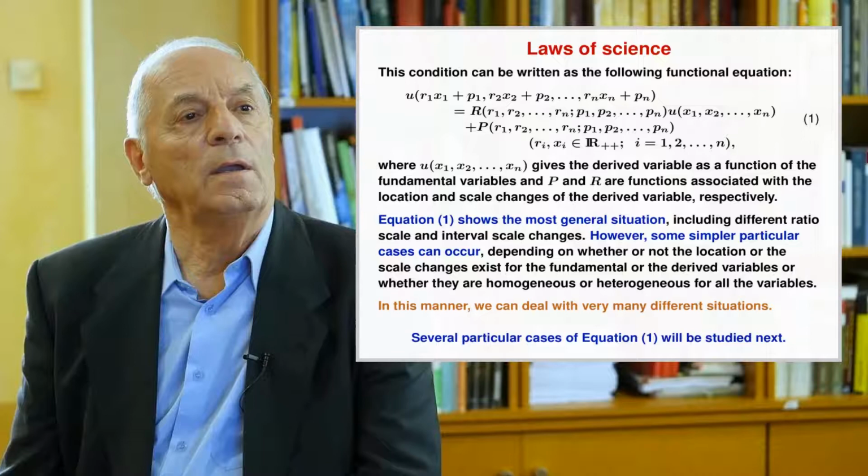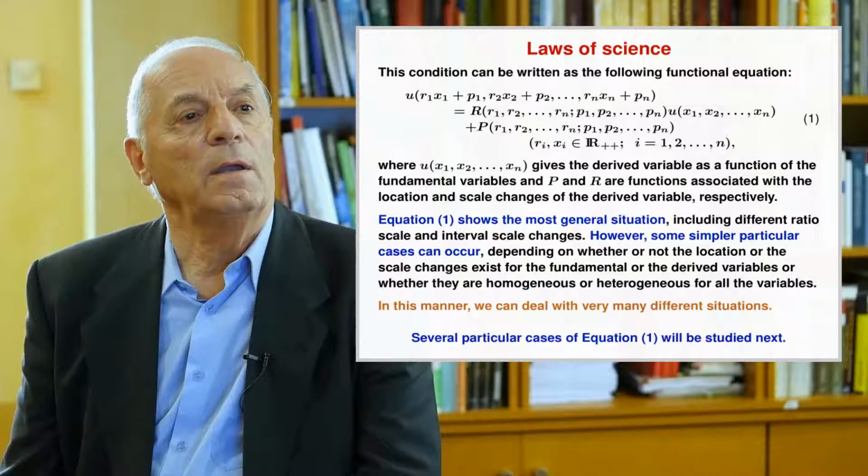Note that we use the letter R for ratio factors and the letter P for location parameters. I invite the reader to dedicate some time to understand in depth the meaning of this functional equation. Once this equation is fully understood, we can say that the reader will be able to appreciate the deep message that we must send to researchers looking for formulas relating physics variables in order to avoid serious problems.